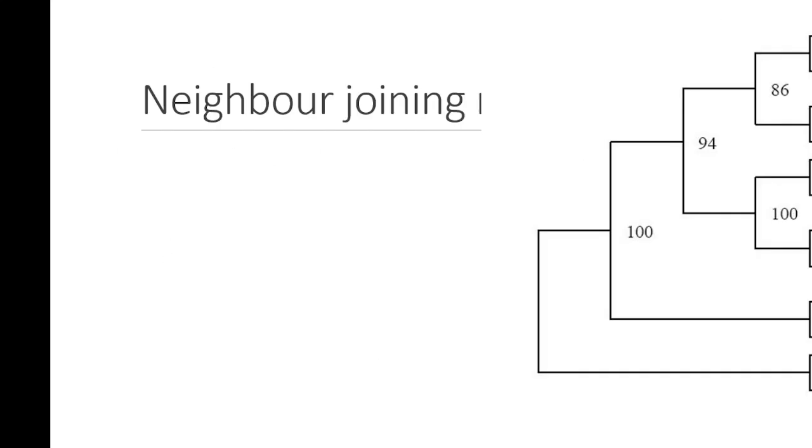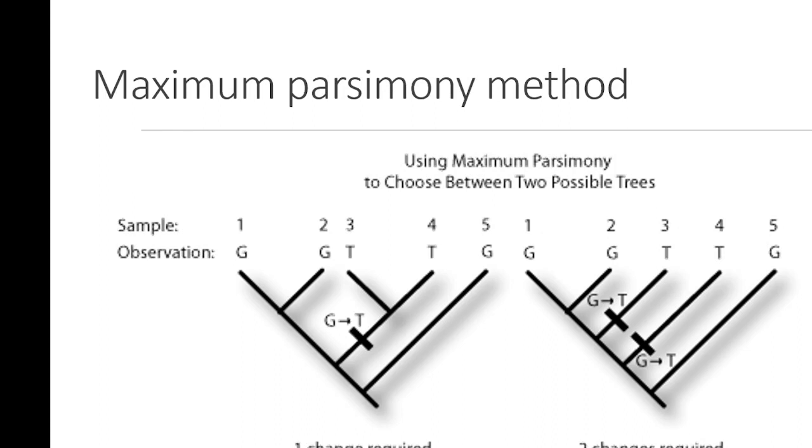For example, we have two trees. According to the principle of evolutionary parsimony or maximum parsimony, this is one tree we have constructed, this is another tree we have constructed. But this principle of maximum parsimony states which tree is the most preferred tree? The tree which has the least number of changes. Here there are two changes, here there is only one change. So nature will always prefer this tree. That principle is known as the principle of parsimony.